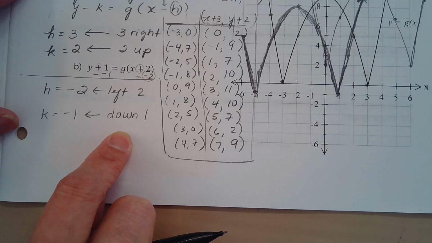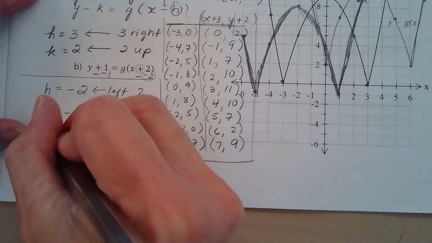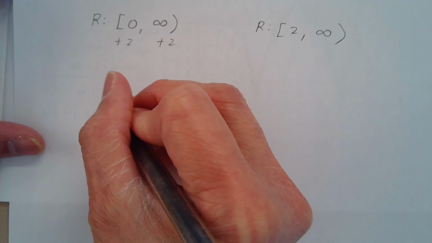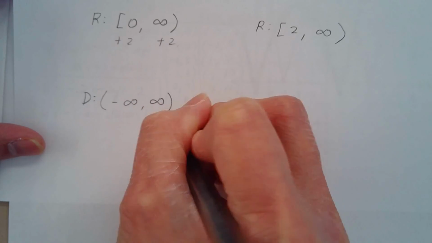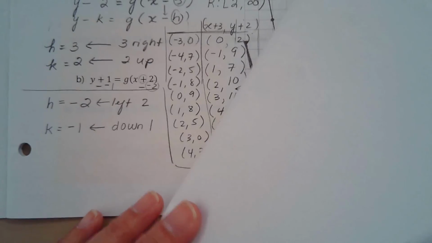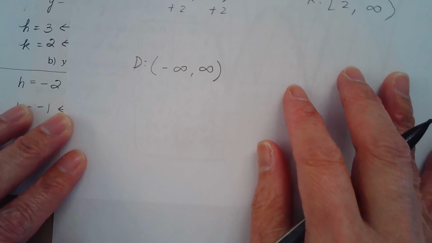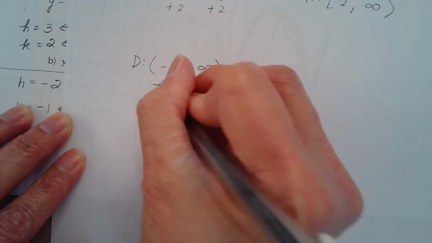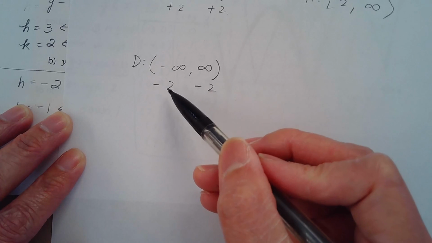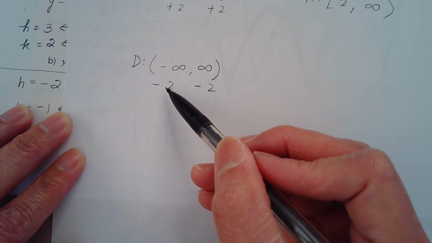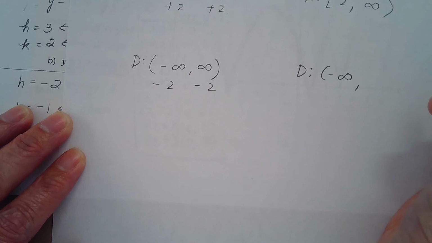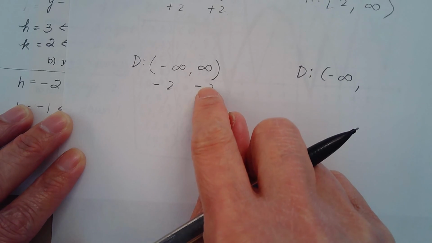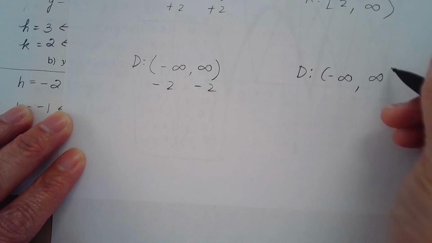What's the new domain and range for this one? Remember the original? The original is from negative infinity up to positive infinity. And we said that everything is going to be horizontally shifted to the left 2, so we're going to go minus 2. So if we subtracted 2, it would still be negative infinity, yes? And if I subtracted 2 from the infinity, it would still be infinity.